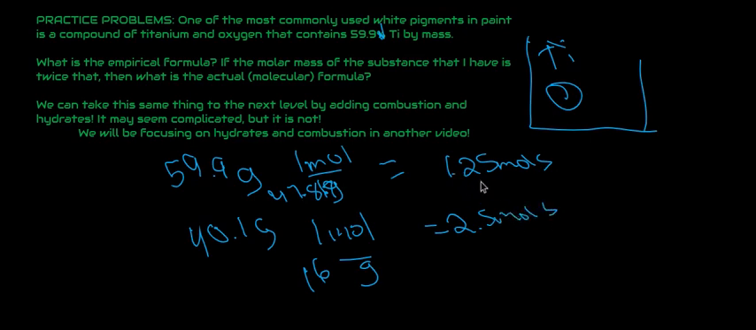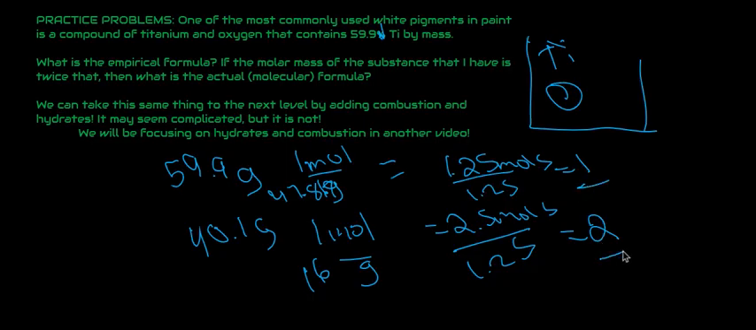Remember what I said? I said divide by the lowest amount of moles, so you're going to divide by 1.25. That equals 1. 2.5 divided by 1.25, what are you guys going to get? 2. This gave you the formula, okay? That means you're going to have 1 Ti with 2 oxygen. And that is your empirical formula.